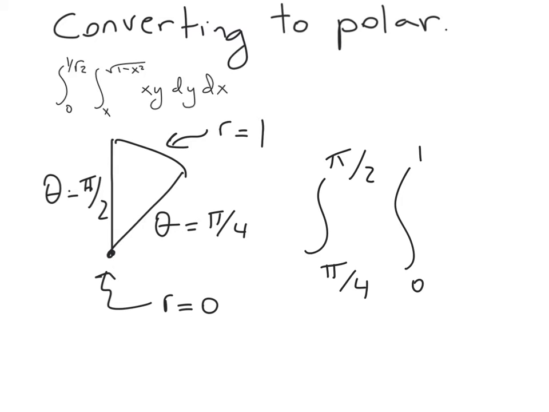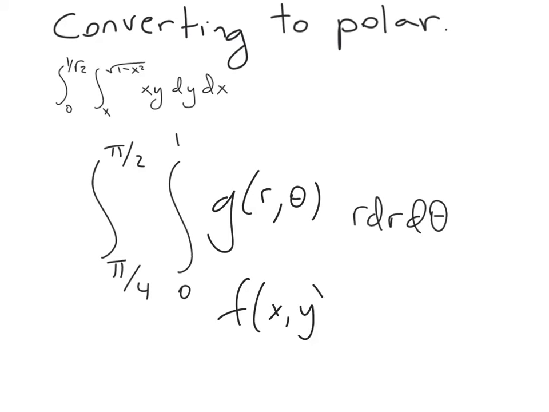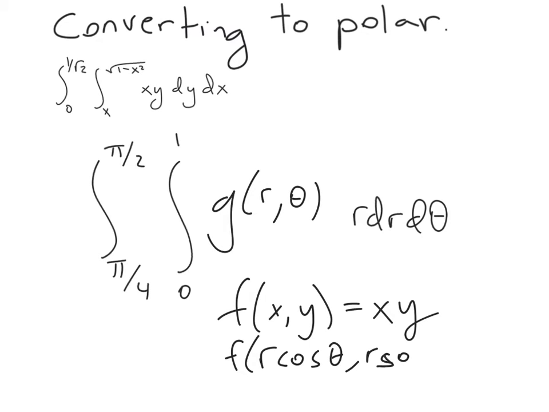And the dA will become r dr d theta. And so the issue left is what to do about the integrand. We need to find the function g of r comma theta that goes here. We have f of x comma y equals xy, and so we can plug in r cosine theta and r sine theta to find our new function. And so our new function is going to be r squared cosine theta sine theta.